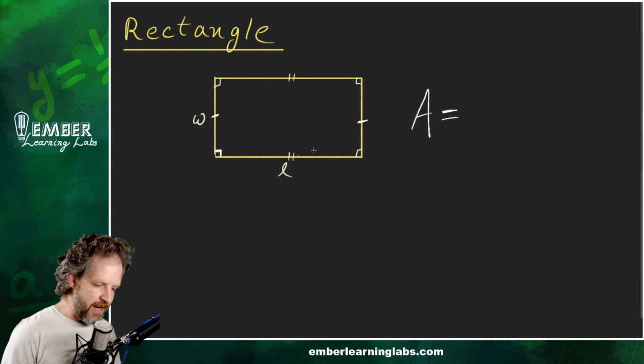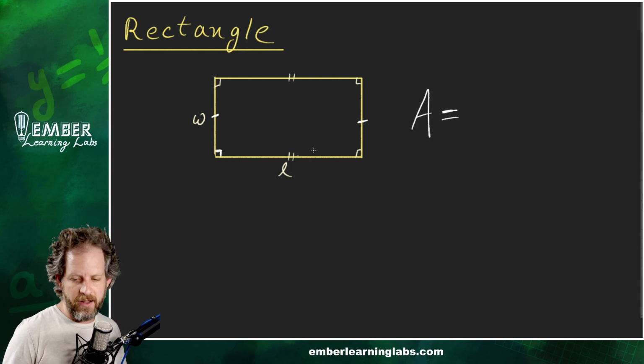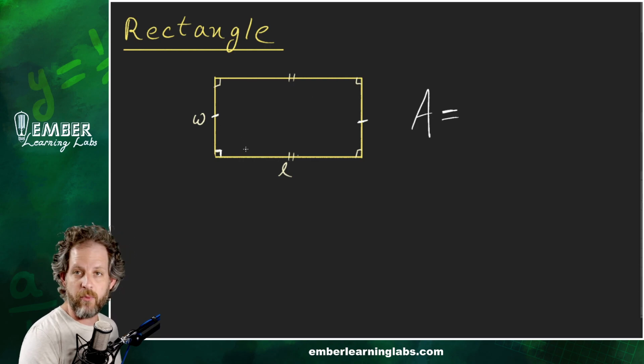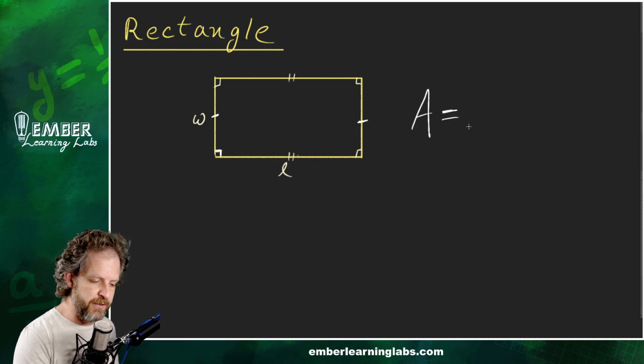Well, this time we're going to be multiplying, and we're going to illustrate what the units are by looking at the formula. So to find the area of a rectangle, we take and we multiply the length times the width.